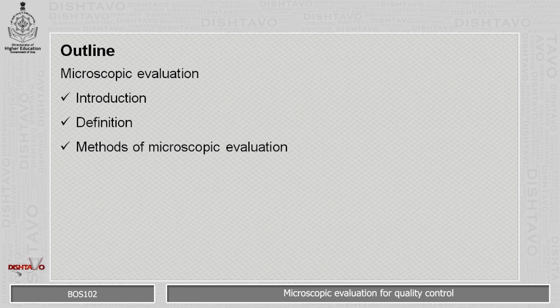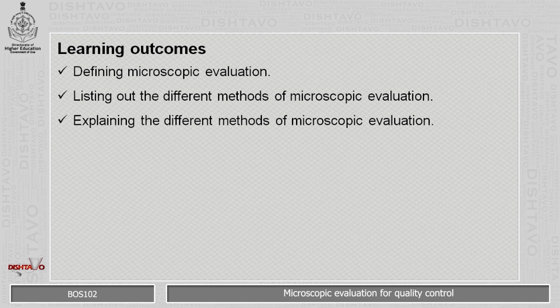So in this module, we are going to study about microscopic evaluation. In that, we'll study the introduction, then the definition of microscopic evaluation as well as the methods which are used for microscopic evaluation. Learning outcomes. At the end of this module, the learner will be in a position to define microscopic evaluation, also to list out the different methods of microscopic evaluation, as well as the learner will be able to explain the different methods of microscopic evaluation.